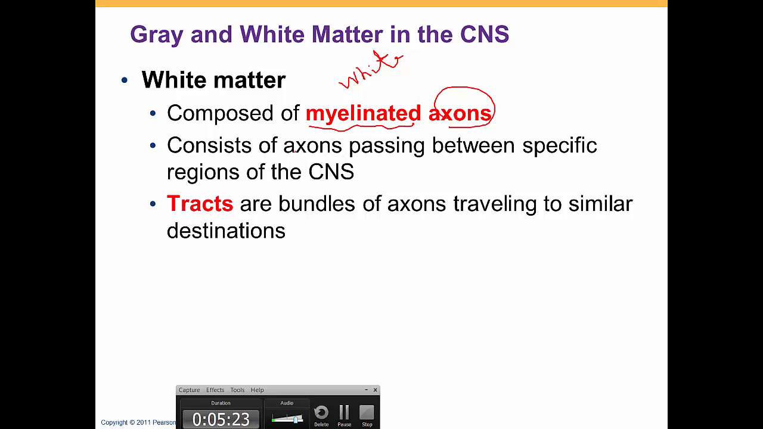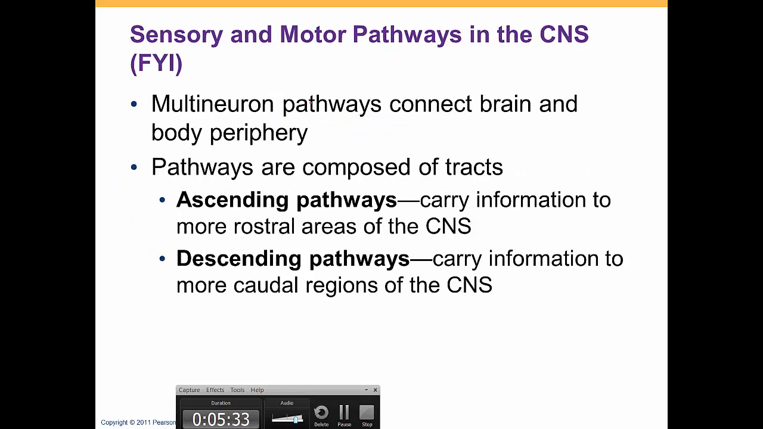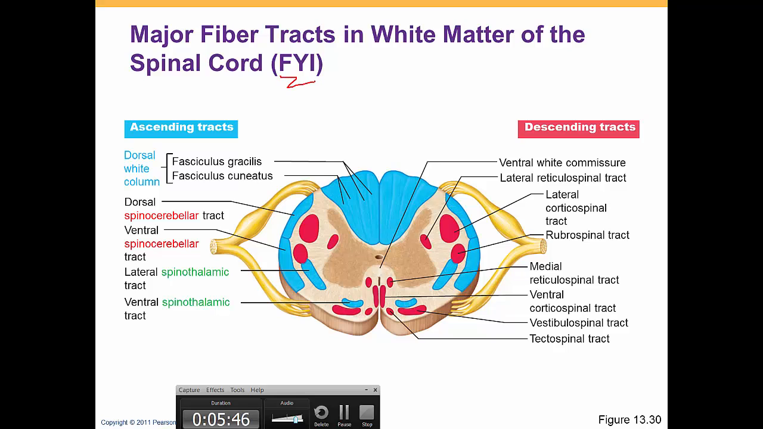Now these axons travel up and down in tracks. So the tracks are basically bundles of axons traveling in the same direction. So these tracks are either ascending tracks or descending tracks, or ascending pathways and descending pathways. So again, this is an FYI slide. This is another FYI slide just for you to understand what I mean by tracks within the white matter.